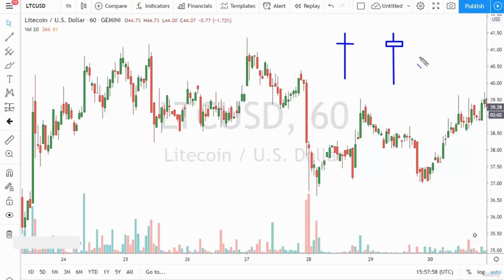So the difference between the two is where they're placed. A hammer is at the bottom of a downtrend. A hanging man is at the top of an uptrend.